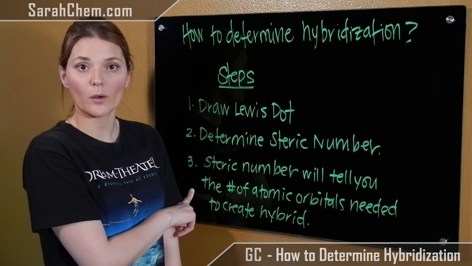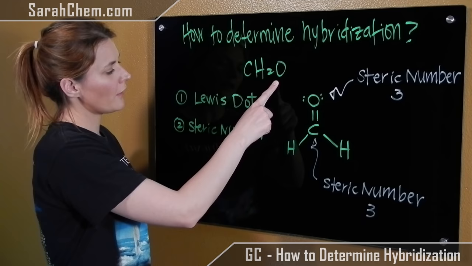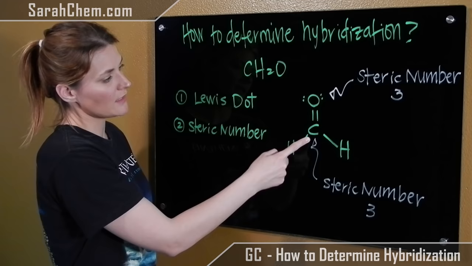So let's take a look at an example. Over here, we've been given the formula for formaldehyde. The first thing we'll do is draw the Lewis dot, which would look like this: carbon double bonded to an oxygen, and the two hydrogens directly attached to it.